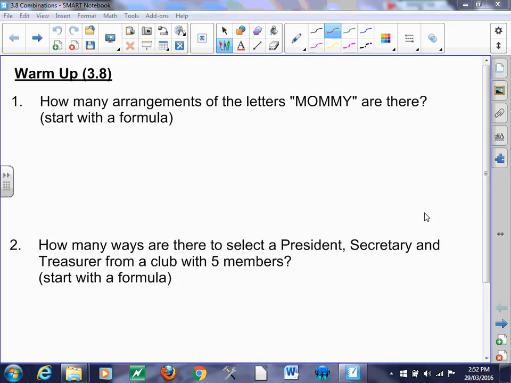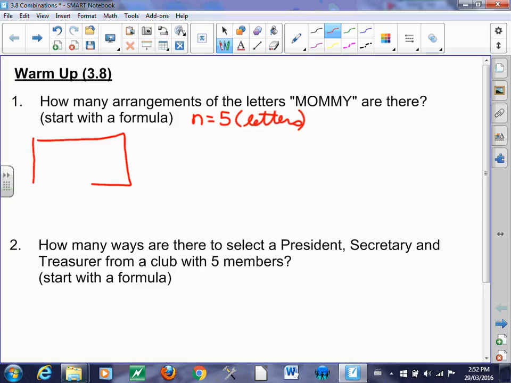It says to start with the formula. So first of all, you should notice that it doesn't matter what order the arrangement is. And how many letters do we have? So we have 5 letters, so n equals 5, and that's your number of letters. And the formula, well, you have to look, do we have any repeating letters? Yes, we do. So we have to use the permutation formula with repeats.